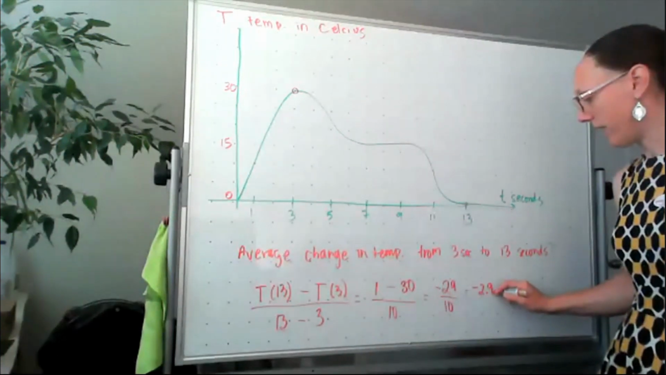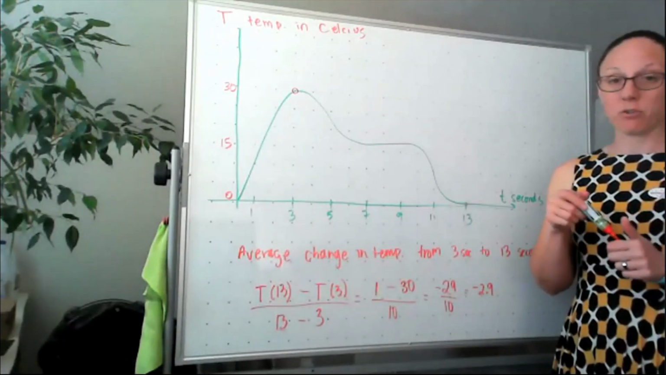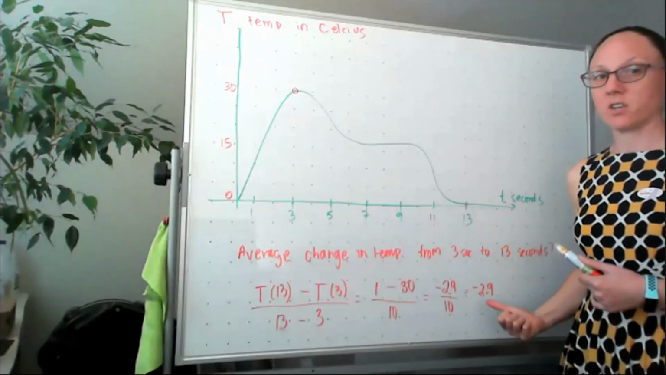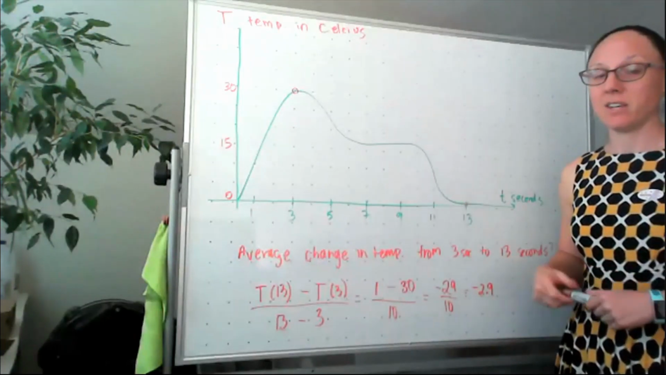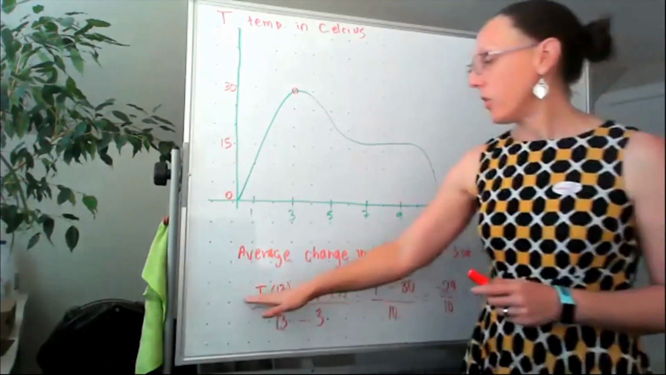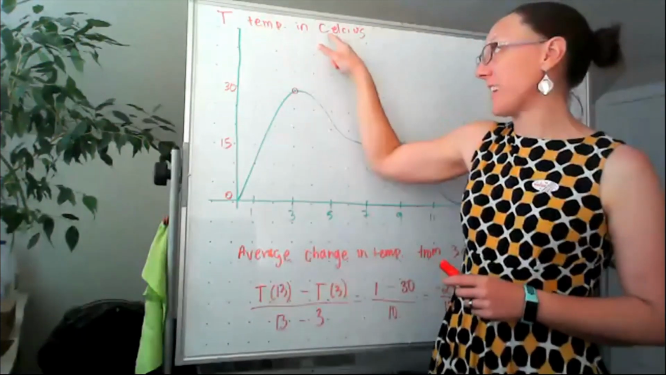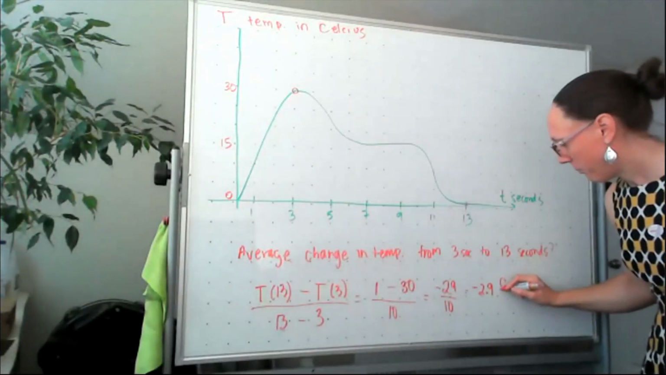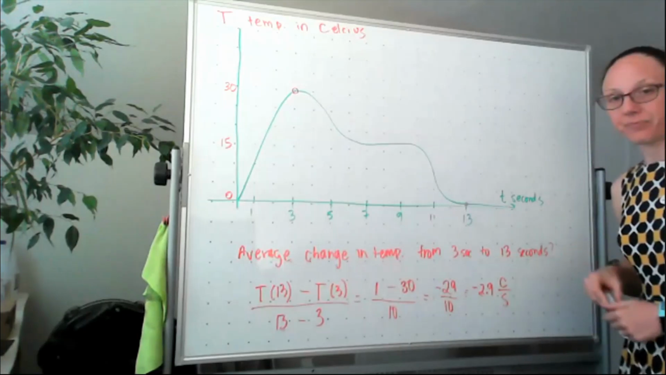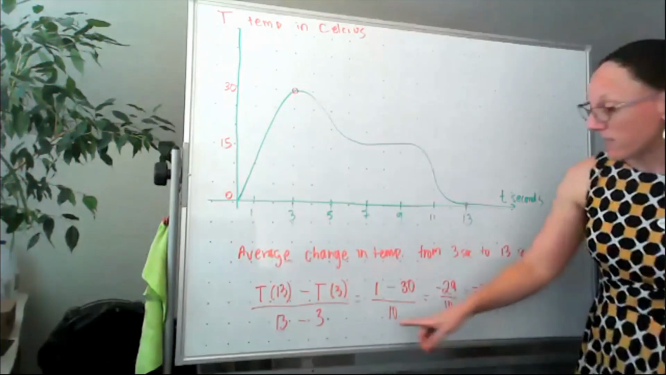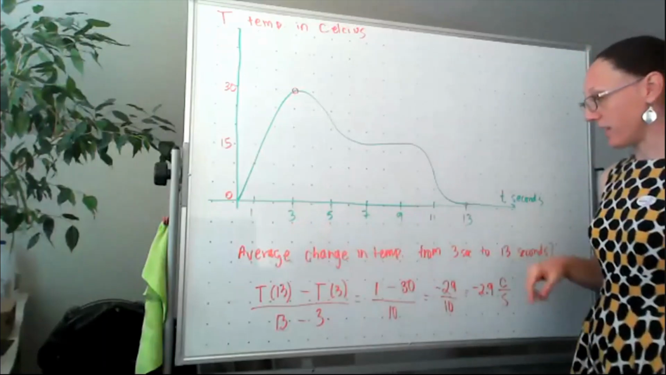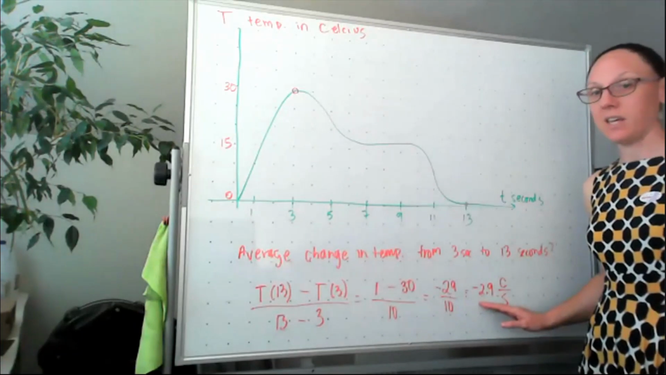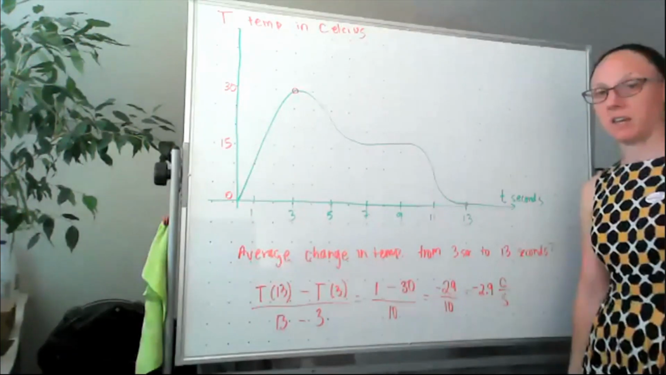or negative 2.9. And I said when we're asked average rate of change or instantaneous rate of change problems, we want to be careful to report our final answer with units if they were given to us. So the units on top are temperature in Celsius. So this is going to be degrees Celsius per second. So for those 10 seconds from t equals 3 to 13, on average, each second we were losing negative 2.9 degrees C.